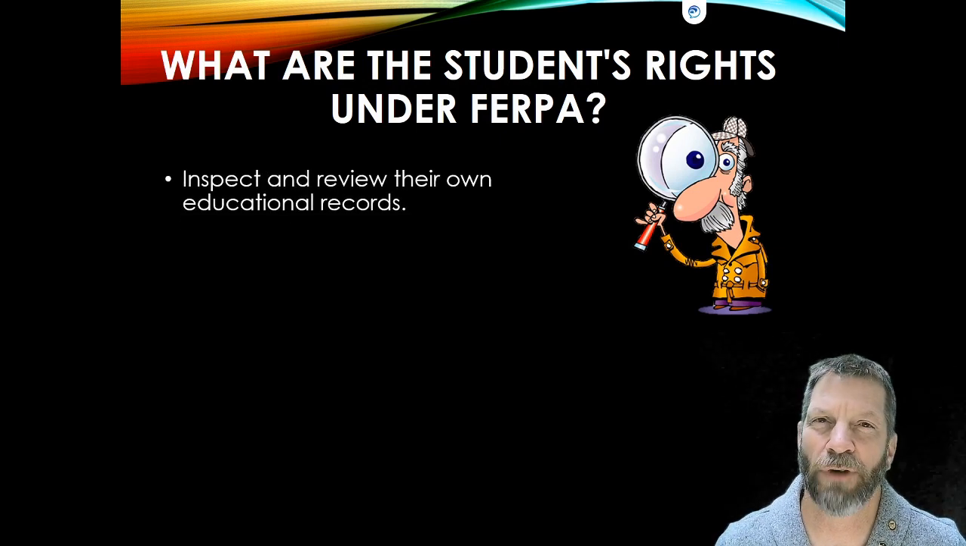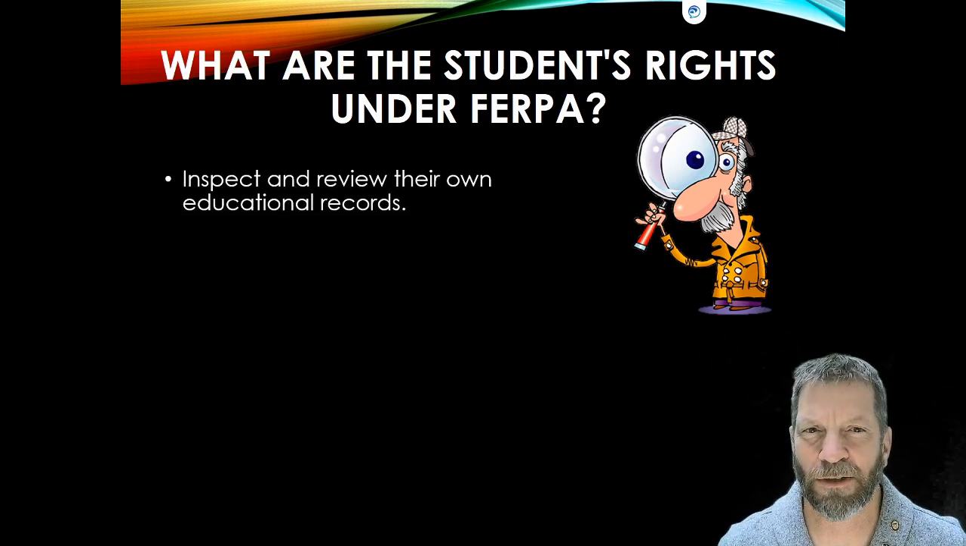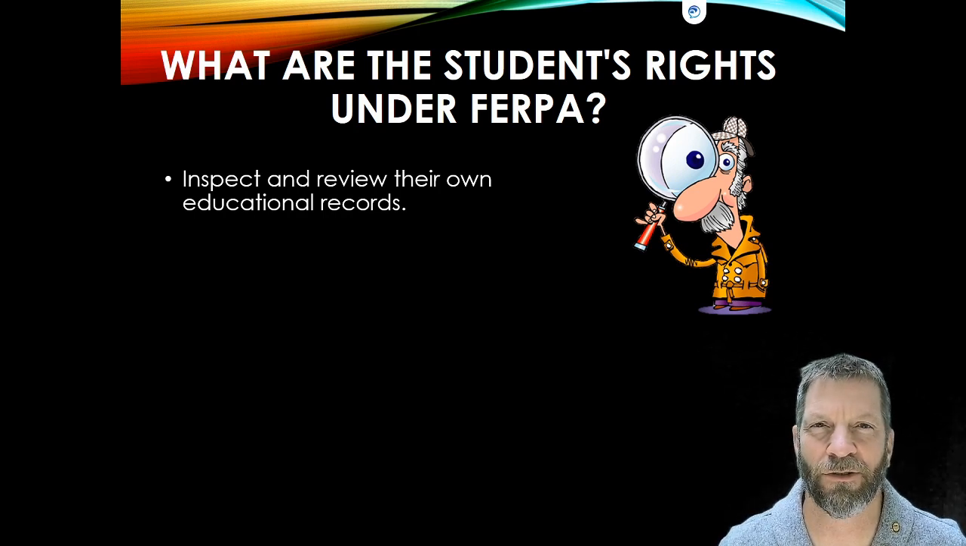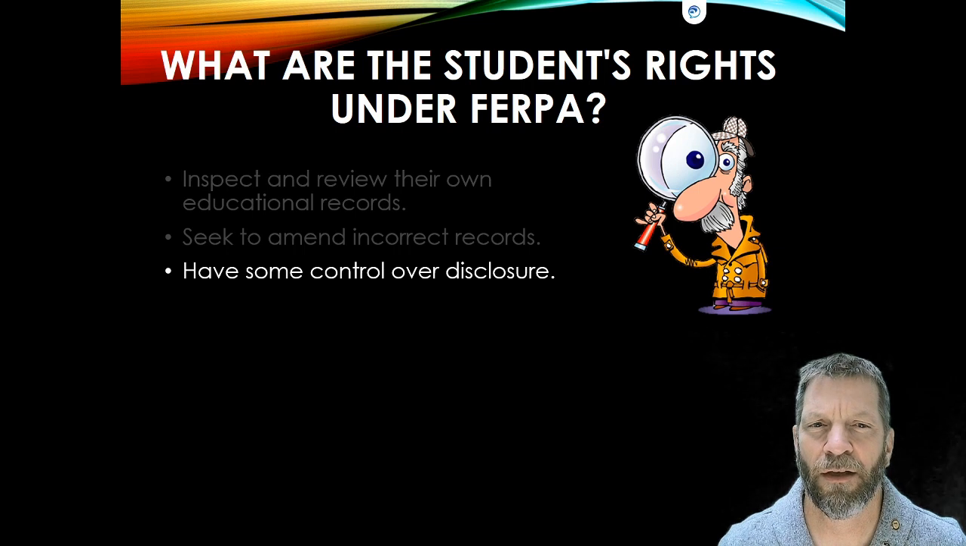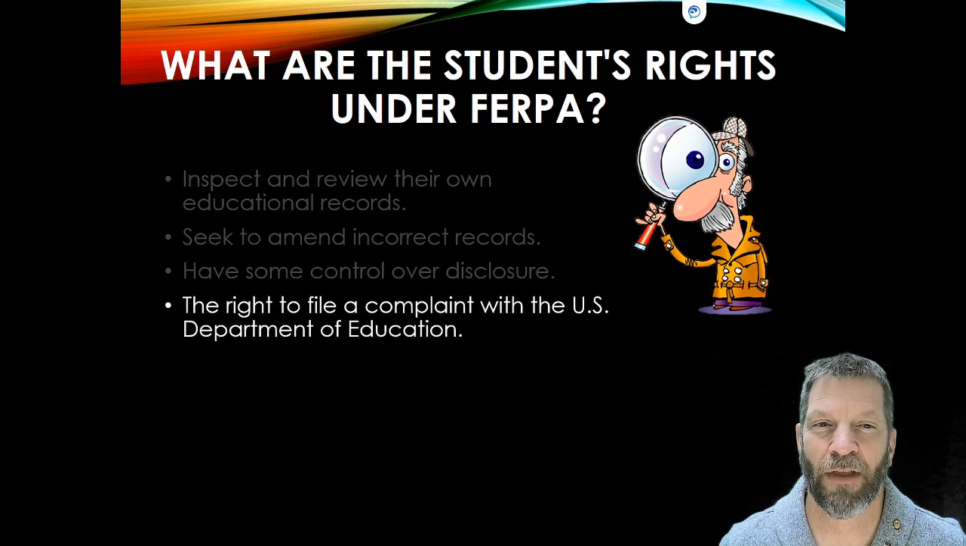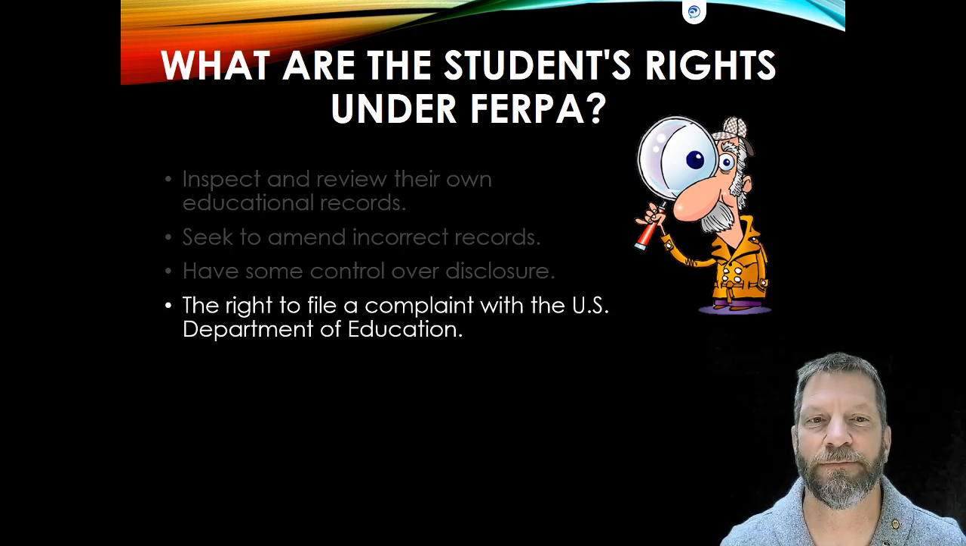So what are student rights under Ferpa? First, students have a right to inspect and review their educational records. Second, they have the right to seek to amend incorrect records. They also have some control over the disclosure of their records. And they also have the right to file a complaint with the U.S. Department of Education.